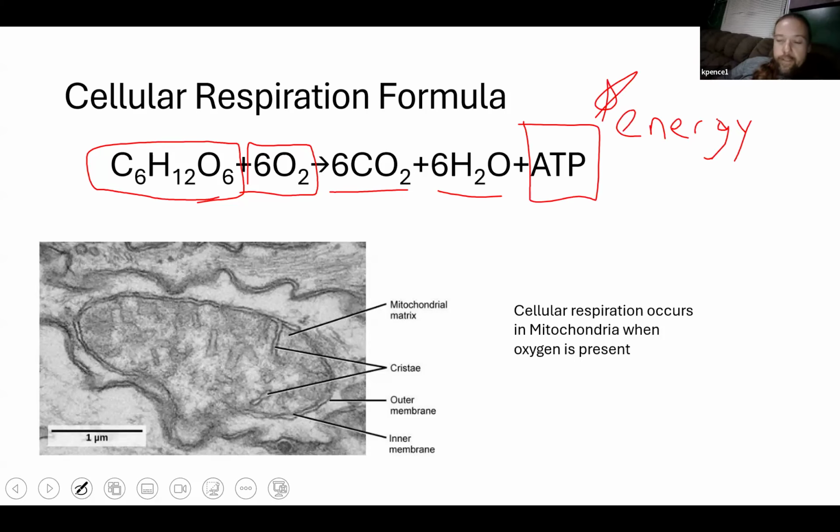And this process goes back to your mitochondria. Remember, your mitochondria is the powerhouse of the cell. The reason why we call it the powerhouse is because it is what is producing the energy for us.